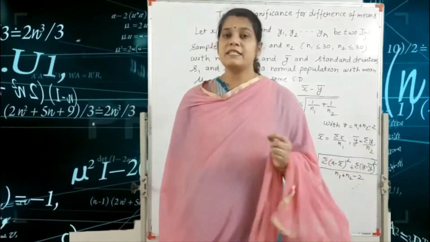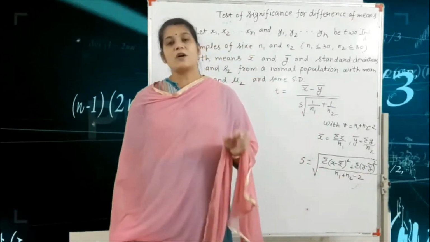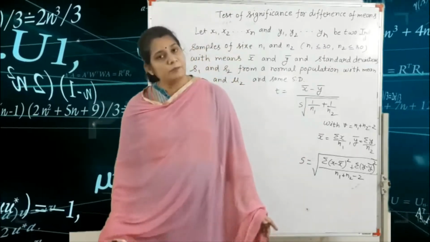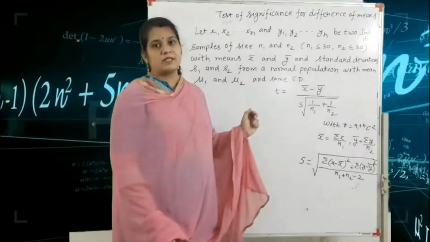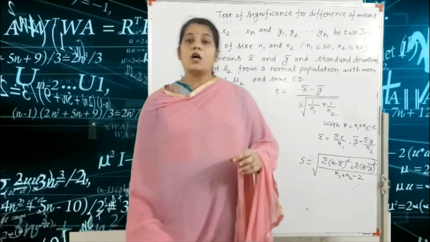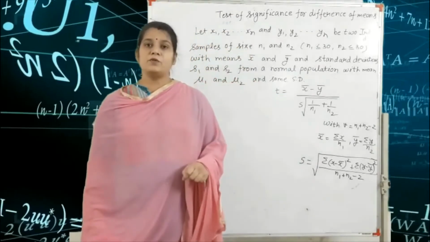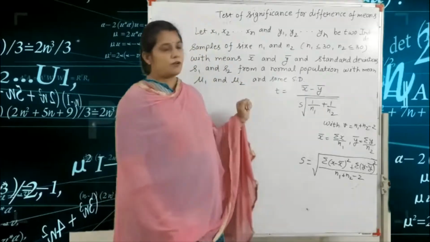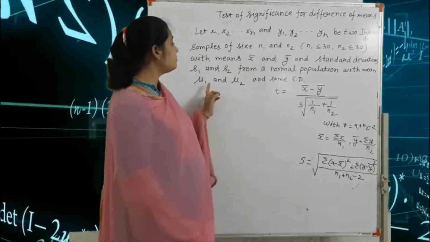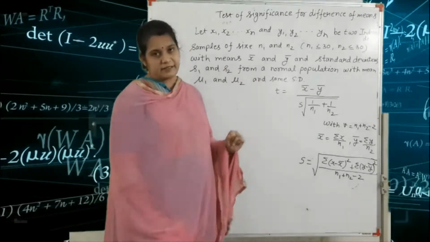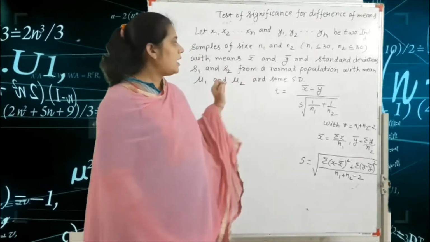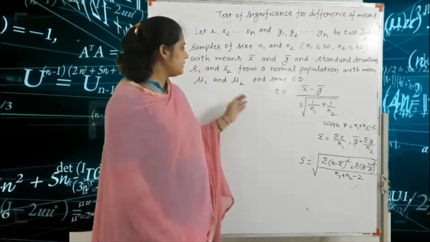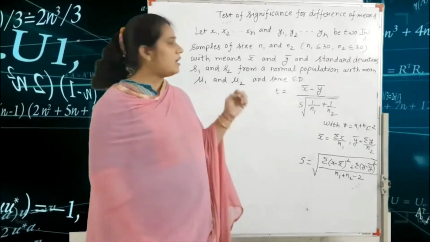We have already seen in our previous lecture that x bar is the mean and mu is also the mean, but x bar is according to the sample and mu is according to the population. Just like that, small s1 and s2 are the standard deviations according to the sample, and sigma 1 and sigma 2 are the standard deviations according to the population. So s1 and s2 come from a normal population with means mu1 and mu2. X bar and y bar are means of the sample, S1 and S2 are standard deviations of the sample, and mu1, mu2 and the standard deviations sigma are according to the population.